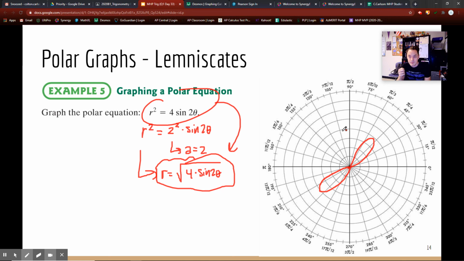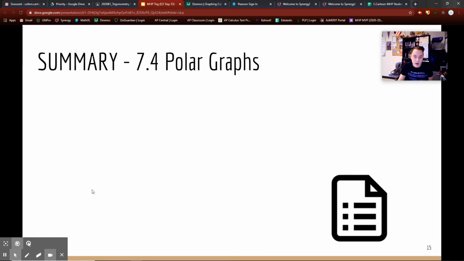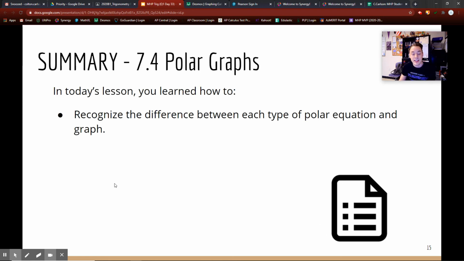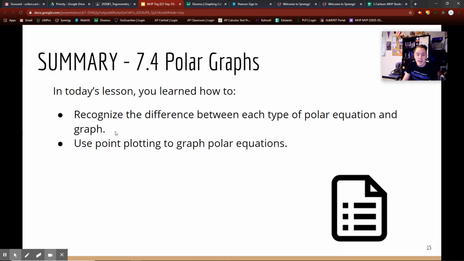Awesome, so that is all I have. Let me erase and let's get you started on the summary. So what is the summary? You learned to recognize the difference between each type of polar equation in this graph. You also probably learned that yesterday during the Desmos activity. How to plot the points and then use those points to graph the polar equation. Use symmetry to graph the polar equation as well.